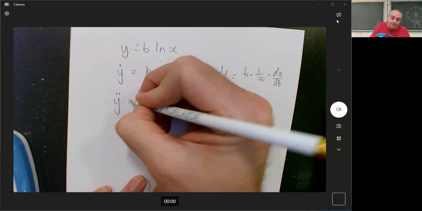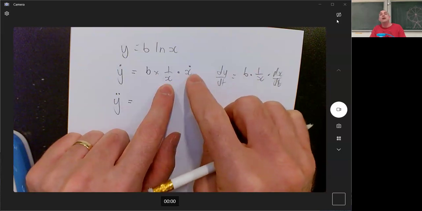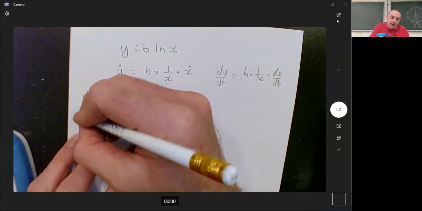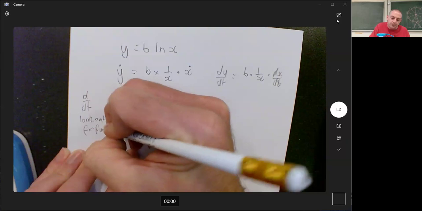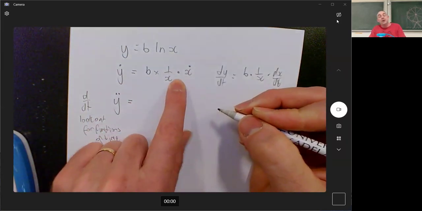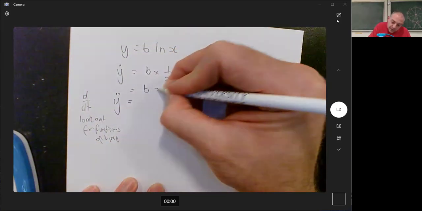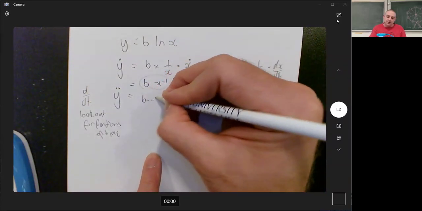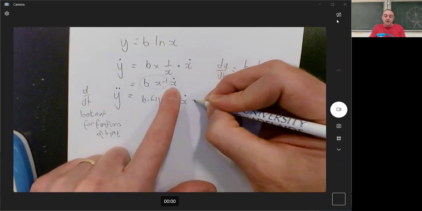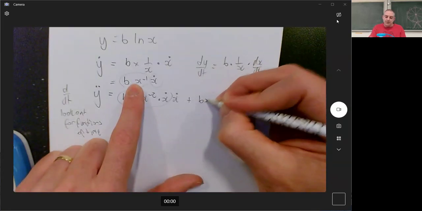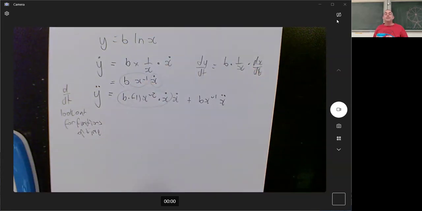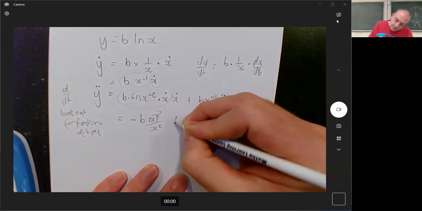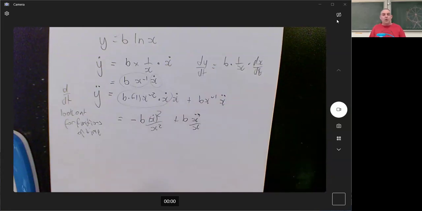So if I differentiate again, now there's two things that both have time in them, because this dot here is a derivative with respect to time. So this is a d on dt. I need to look out for functions of time. So x changes with time, and so it's a function of time, and that changes with time. So I'm just going to rewrite this as b x to the minus 1 x dot. So two pieces. The derivative of that with respect to time is b times minus 1 x to the minus 2 times x dot, and then I keep this x dot. And then I keep the b x to the minus 1 and differentiate that with respect to time. So minus b x dot squared on x squared plus b x double dot on x. And we know all of those things.